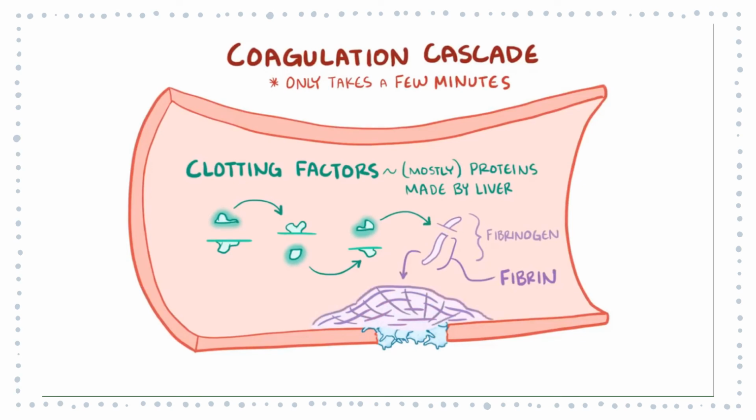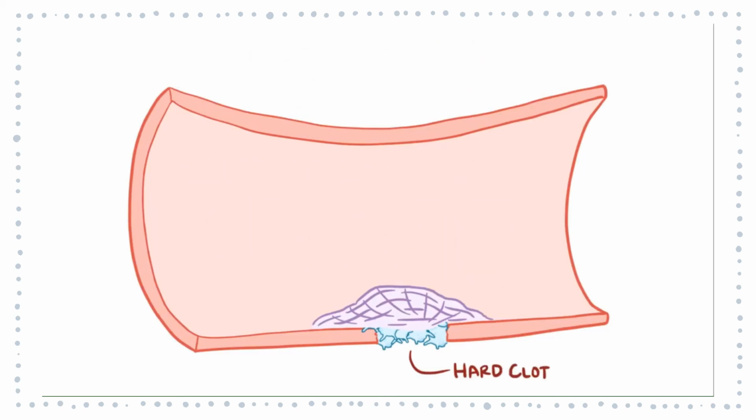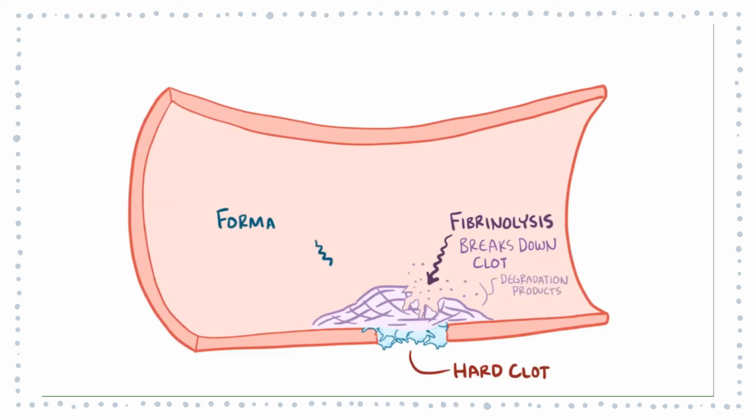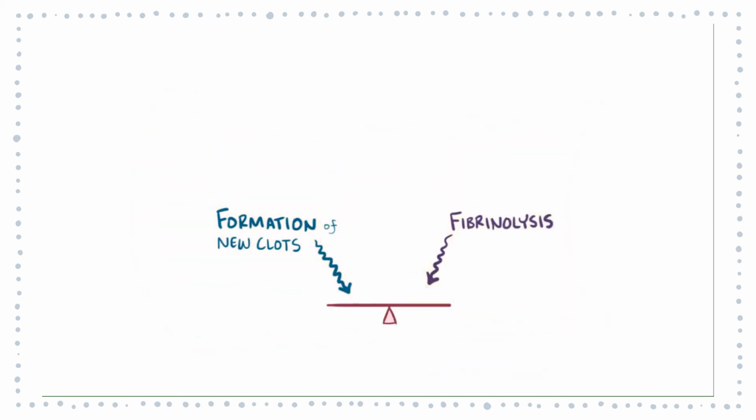So these steps leading up to fibrin reinforcement of the platelet plug make up the process called secondary hemostasis and results in a hard clot at the site of the injury. Now, as soon as that clot's formed, the body's also initiating pathways to break down the clot so that it doesn't get bigger than it needs to be and dissolves when it's not needed anymore, a process called fibrinolysis. And this process produces fibrin degradation products.